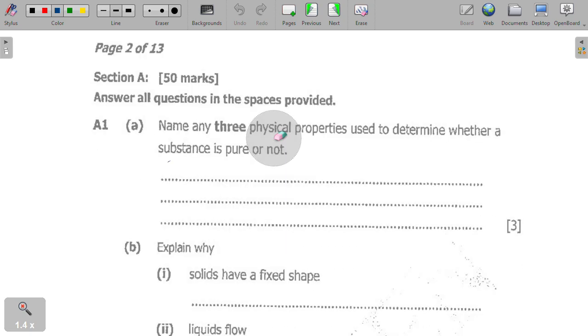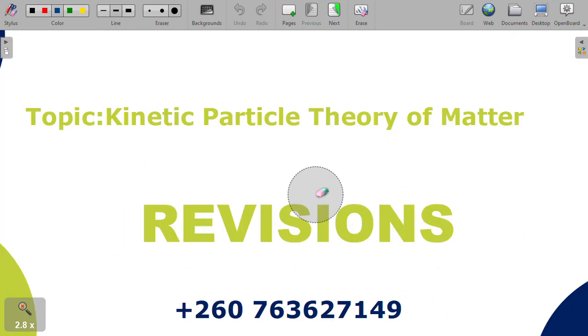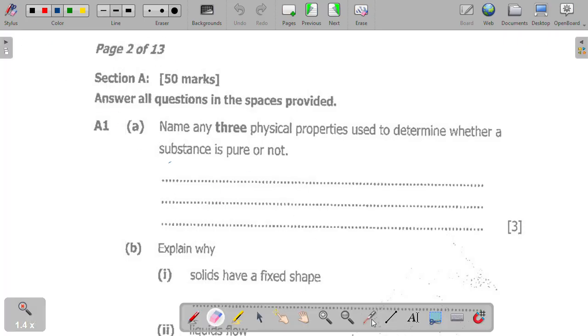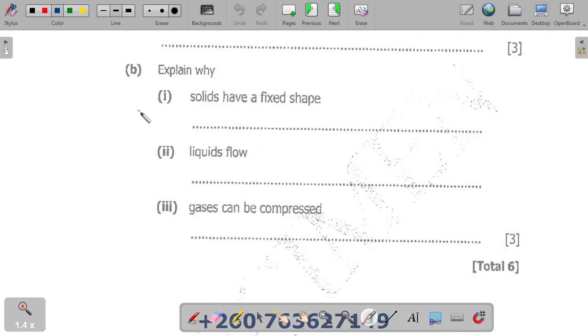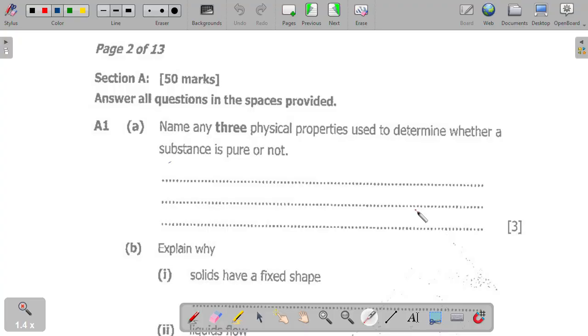Okay, so this is the exam paper. I've just extracted the part of the paper that comes from this topic, which is kinetic particle theory of matter. So we're doing question A1, A and B. How many marks altogether? 6 marks only. Okay, so let's jump into the revision. Okay, I'll start.